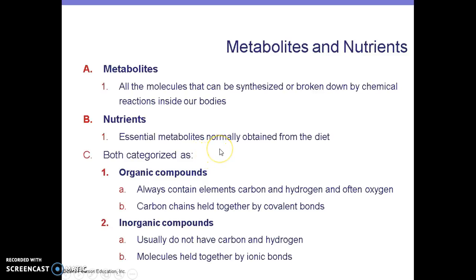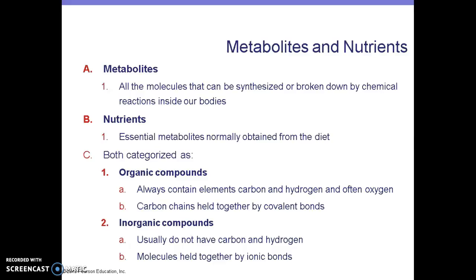For example, there are some fatty acids that we must eat. So therefore we must have approximately a teaspoon of fat per day to get those essential fatty acids. There are also some essential amino acids that we cannot make, we must eat. Nutrients are either organic or inorganic. Organic means they contain carbon and hydrogen. Inorganic means they do not contain carbon and hydrogen.